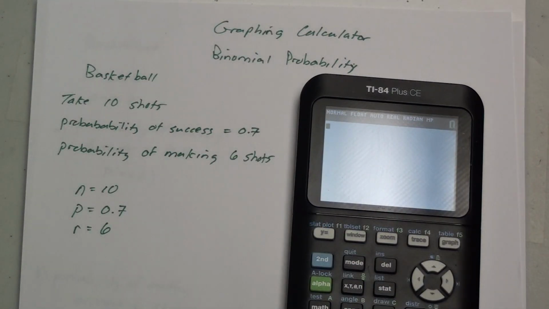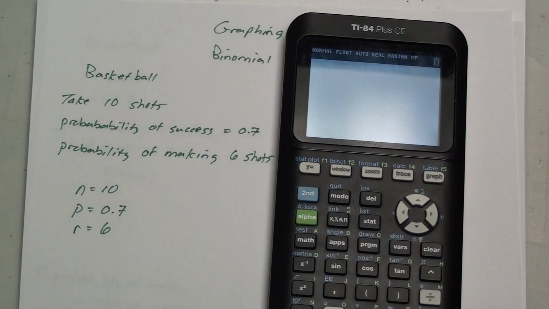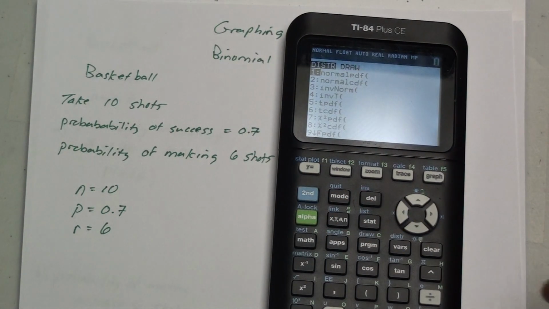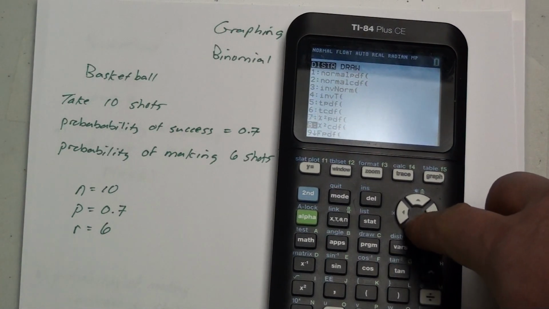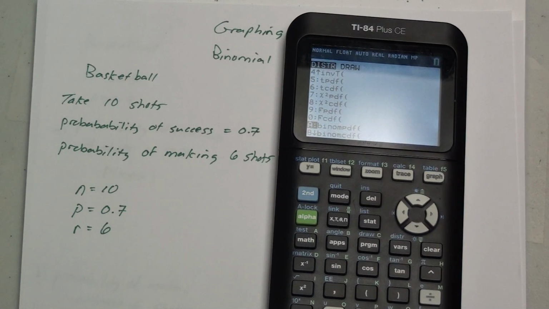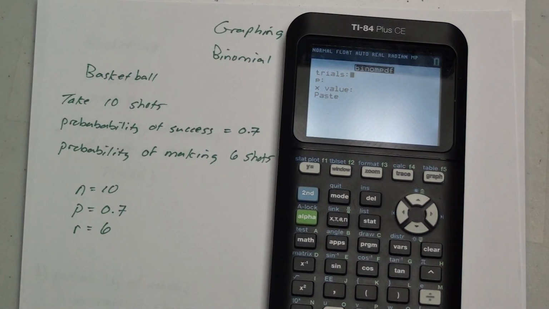On your graphing calculator, above the vars button, you have a distribution, and that's what I'm looking for here. I'm going to go second and then the distribution button, and then scroll down until I see Binomial PDF, which is option A. I hit enter. It's Binomial PDF because I'm looking for one individual outcome, the probability of making 6 shots. Here I had 10 trials, a probability of success of 0.7 for 70%, and my X value was 6.